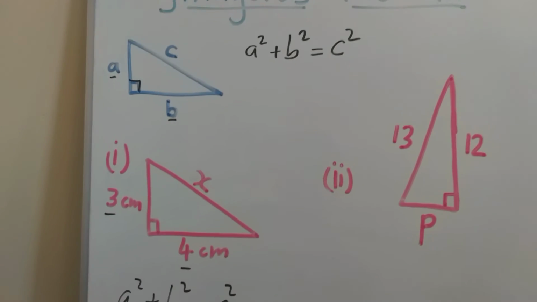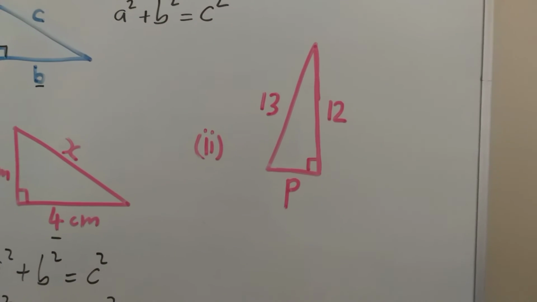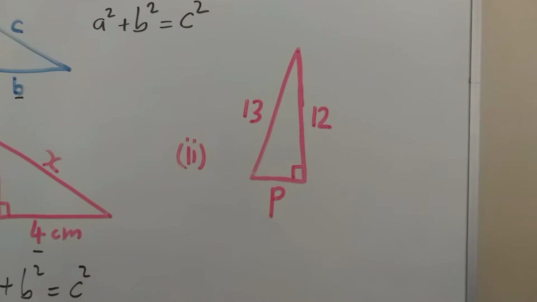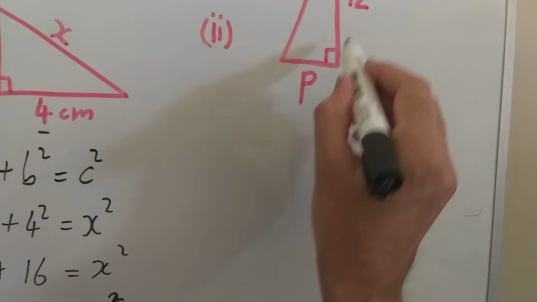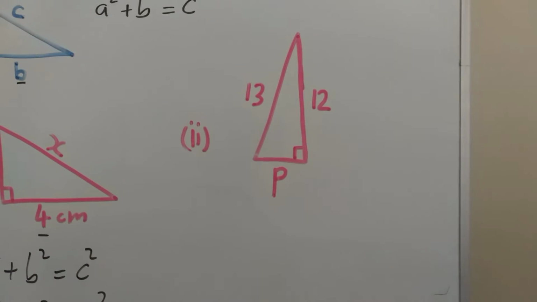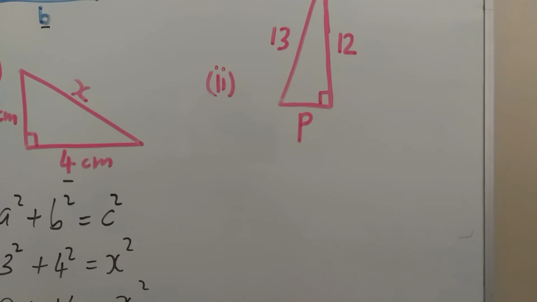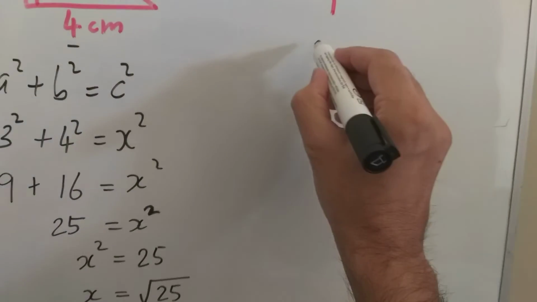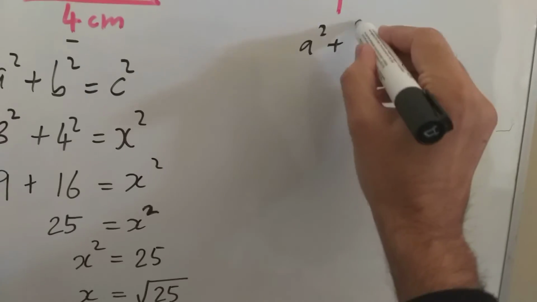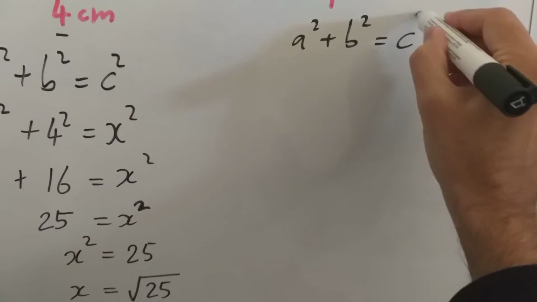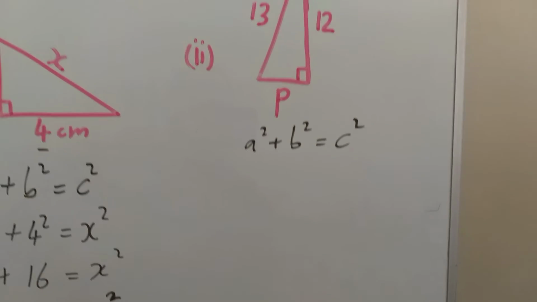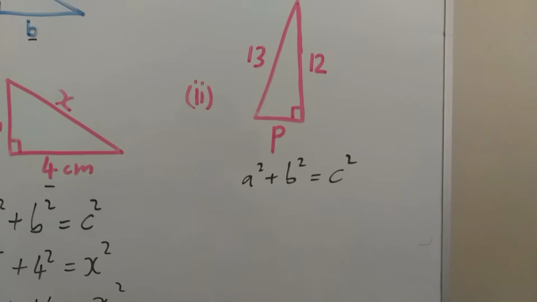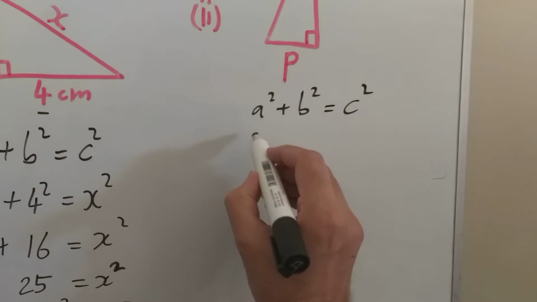Now Pythagoras theorem can also be used to find one of the other two sides. Now there's a right angle triangle over here. The two sides that form the right angle corner are P and 12, and the hypotenuse over here is 13. So let's start with the formula. A squared plus B squared equals C squared. So let A be the smallest side. If you look at the triangle, the smallest side would be P.